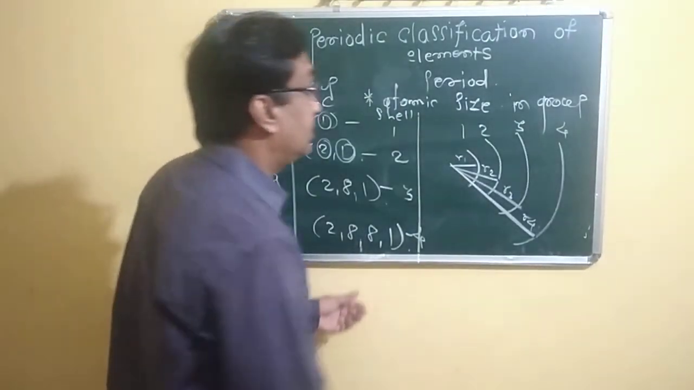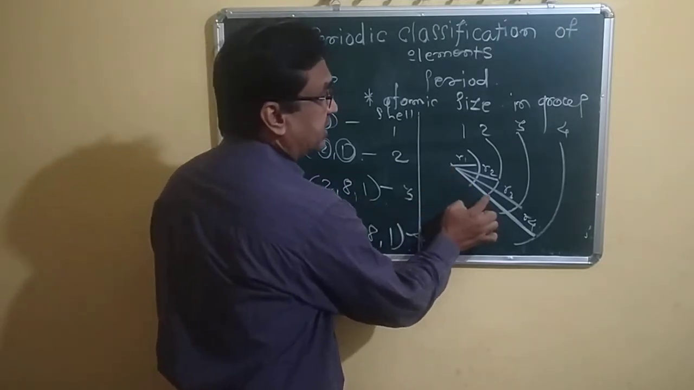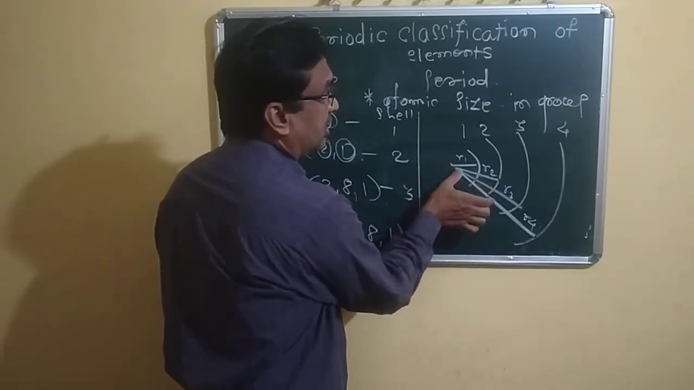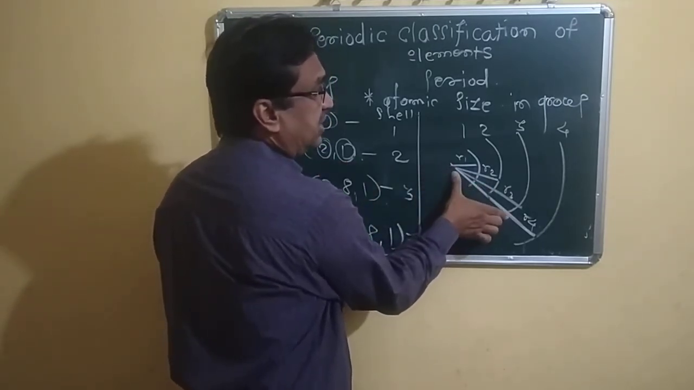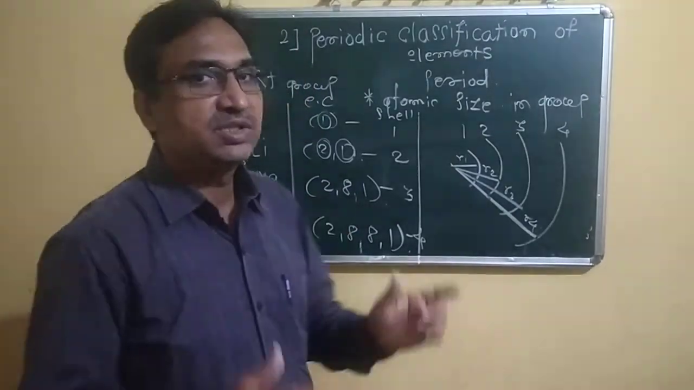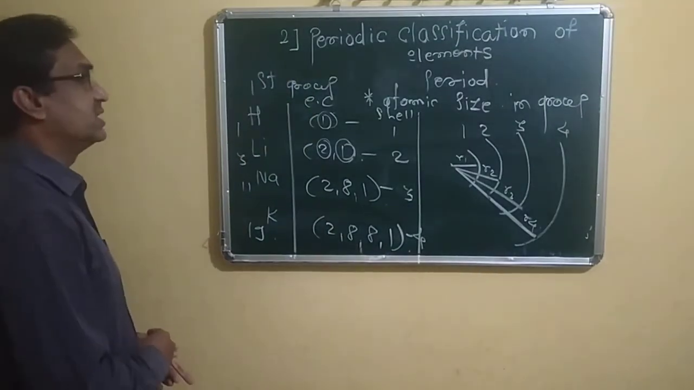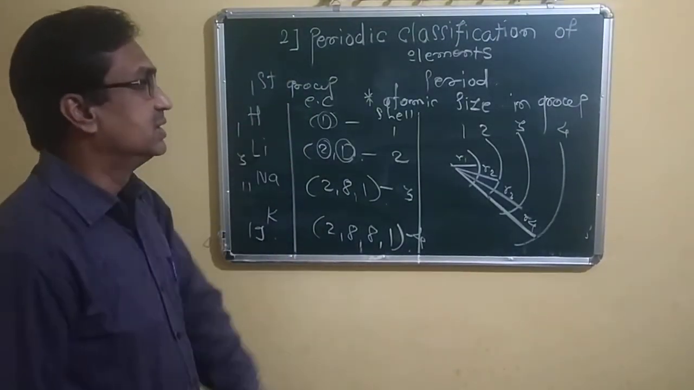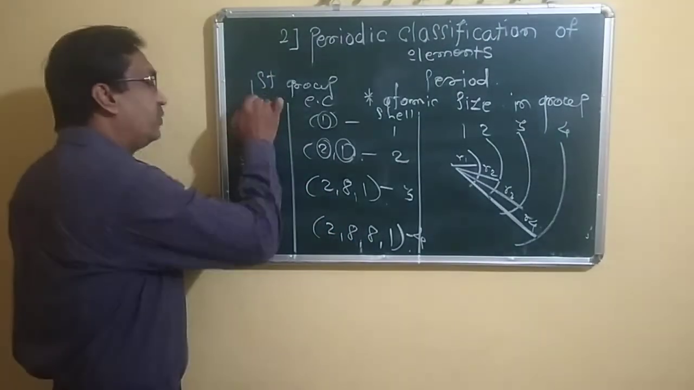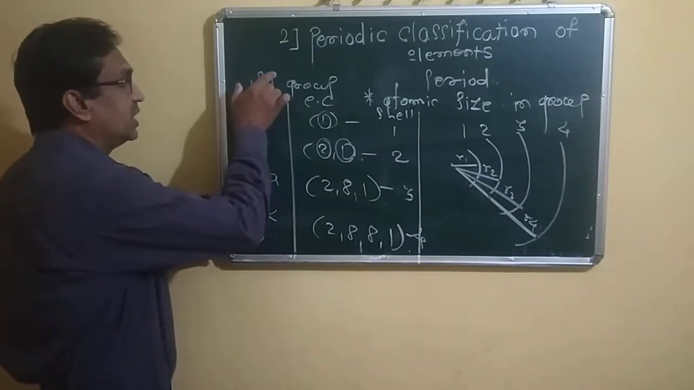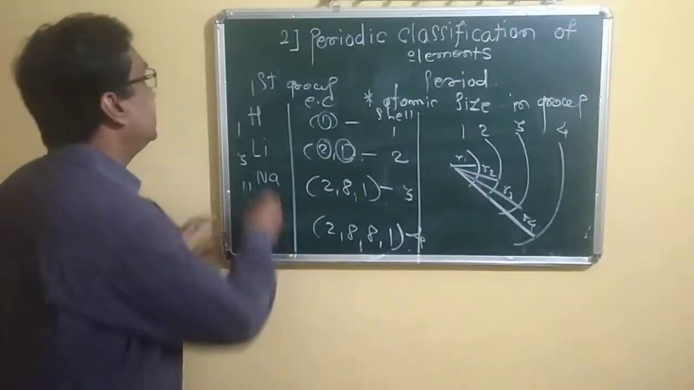What actually happens is that the number of shells increases. In the first shell, the radius is small. By using the second shell, the radius increases. In this way the radius increases, and an increasing radius means atomic size increases, so that we can easily determine that from top to bottom in a single group of the modern periodic table, atomic size increases.